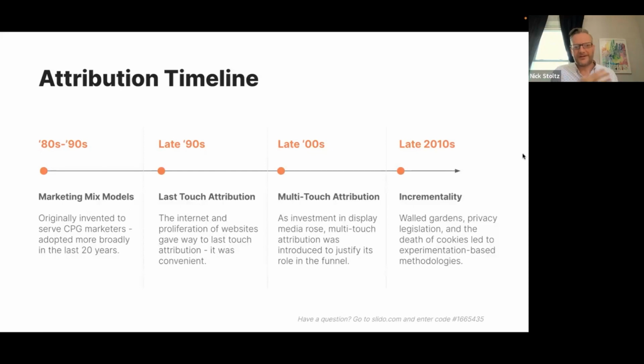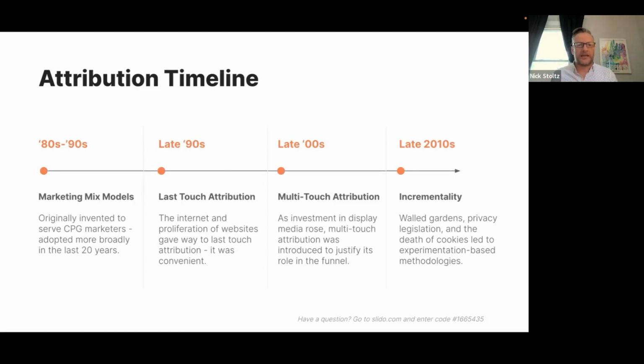I think it's interesting because if you look, all of these approaches came out of a need from marketers. And I would say none of them has really gone away. We can maybe talk, and I know Andrew will talk a little bit about multi-touch attribution, but as things have evolved, marketers have realized that they need different tools to answer different questions, right?